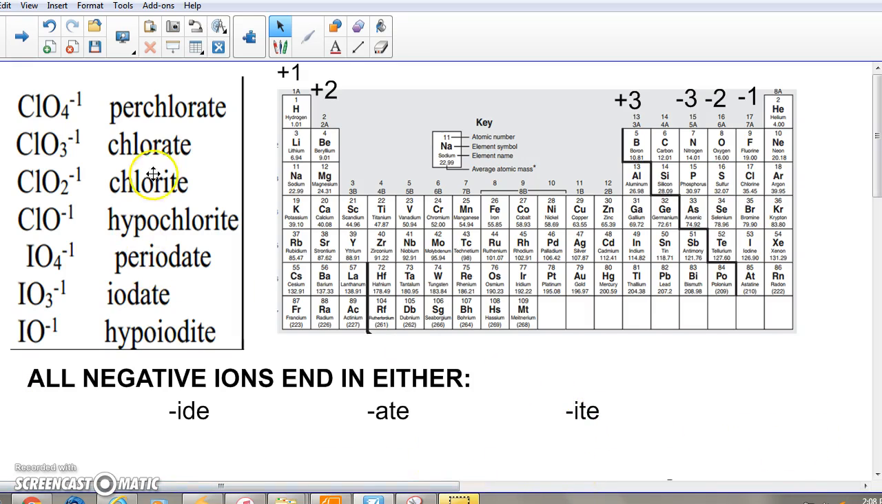The other thing you'll notice is that we have these stems. We have this chlor, chlor, chlor, chlor. That's the stem of the ion. And you have different endings and different prefixes. And so today we're going to see how those endings, the prefixes, and the suffixes come together to tell you a lot about the ion.